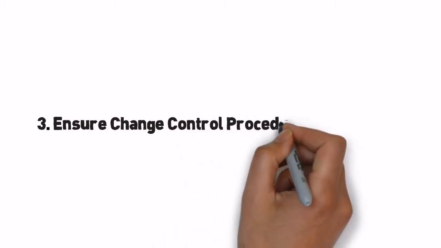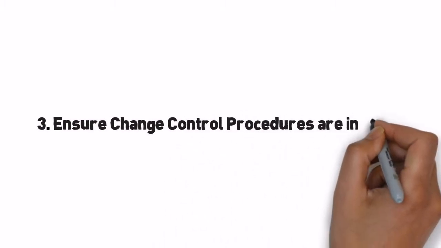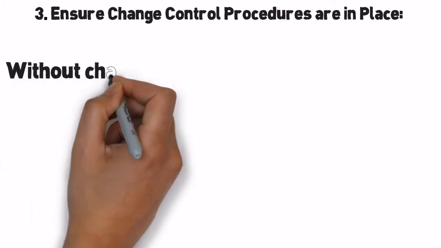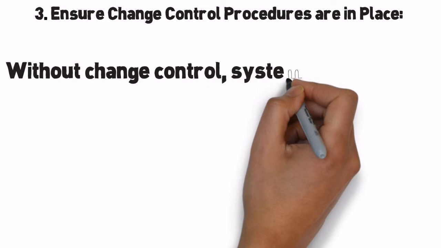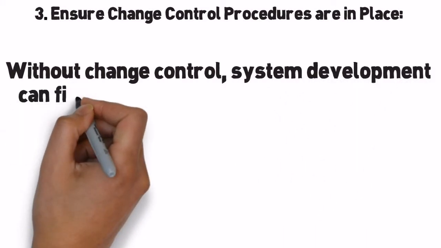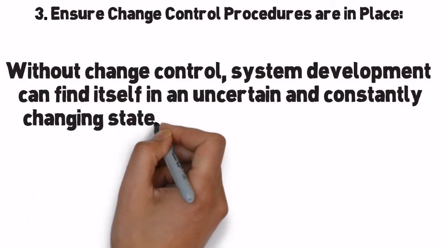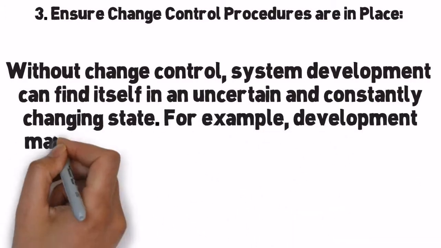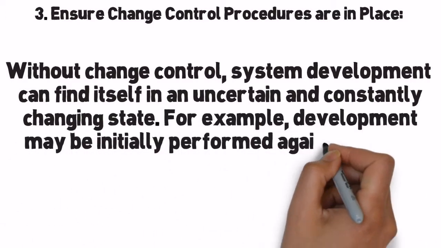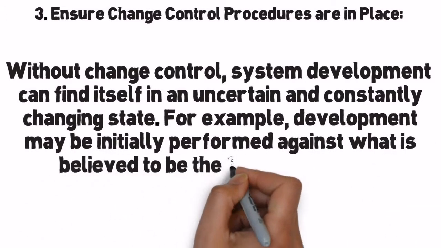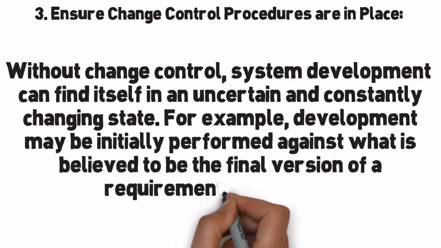3. Ensure change control procedures are in place. Without change control, system development can find itself in an uncertain and constantly changing state. For example, development may be initially performed against what is believed to be the final version of a requirements document.